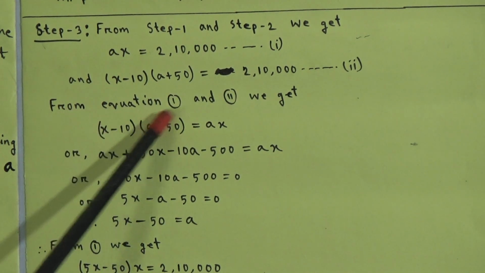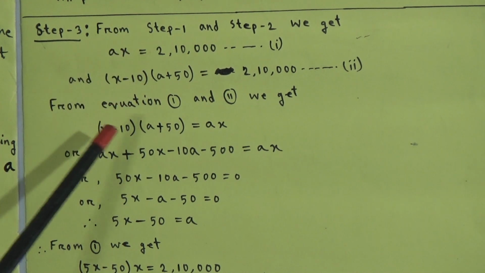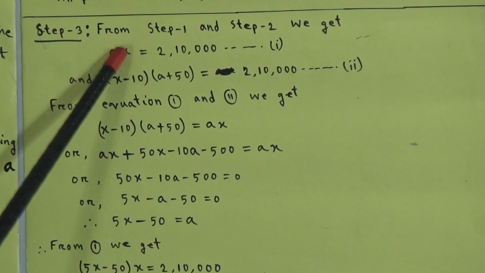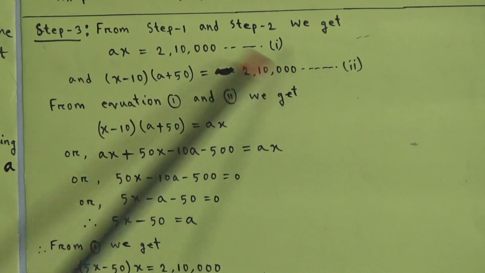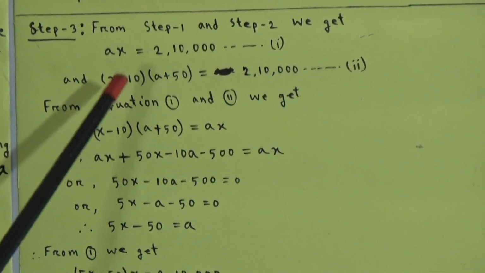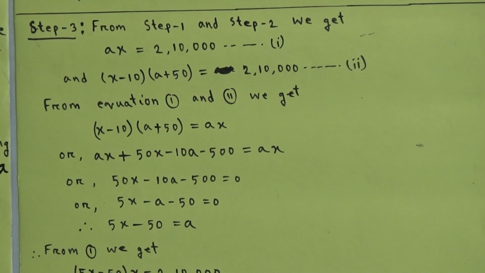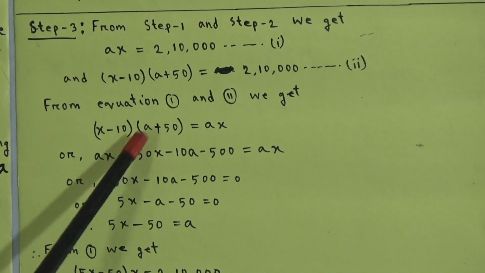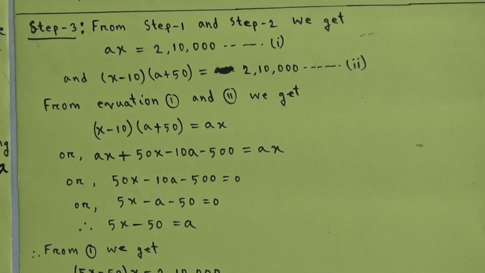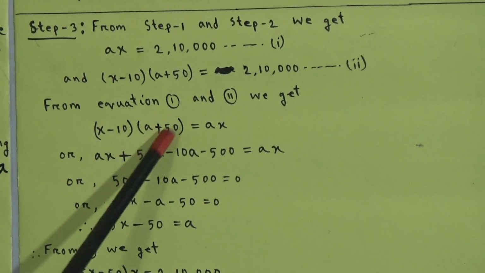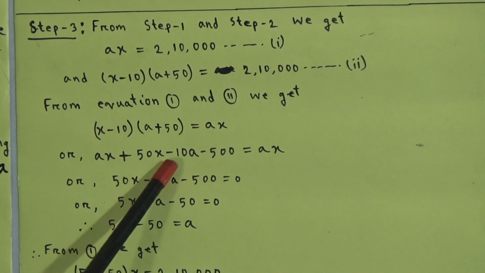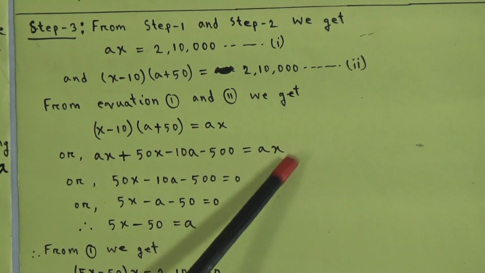So from equation 1 and 2 we can write (X minus 10) into (A plus 50) equal to AX, because the right hand side of both equations is the same. So we can write left hand side is equal to left hand side. That means (X minus 10) into (A plus 50) equal to AX. Now multiplying these two expressions, we get AX plus 50X minus 10A minus 500 equal to AX.